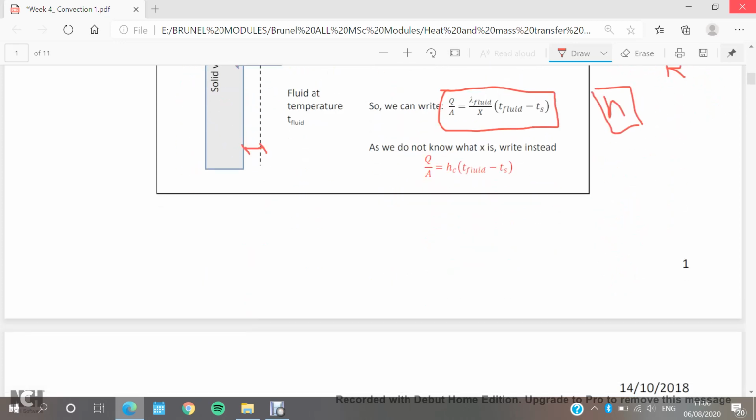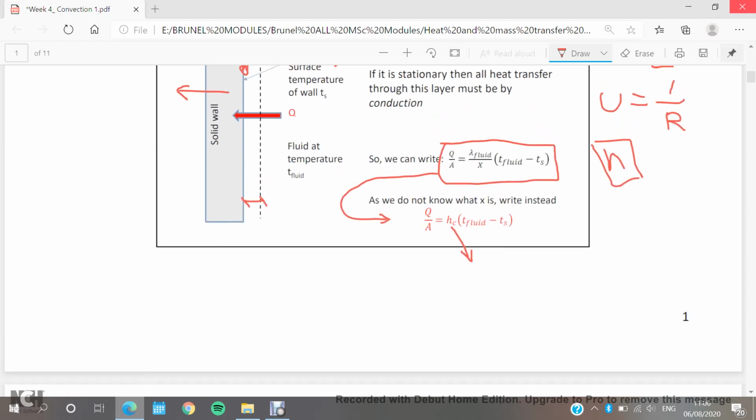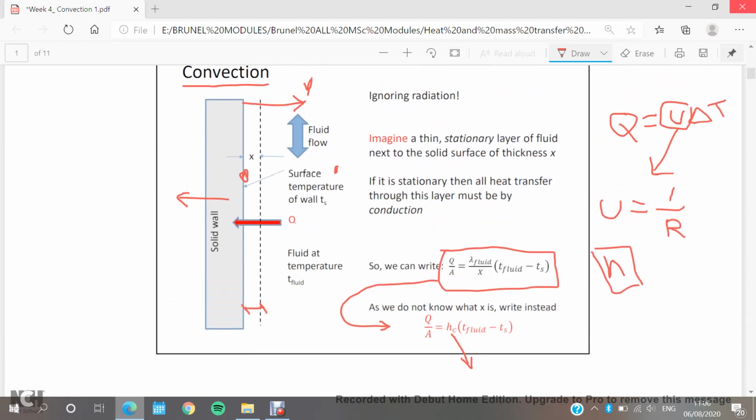Here we can write this equation in this way: the heat flux, which is Q per unit area, equals the heat transfer coefficient times the temperature difference. In this way, we can understand that the heat transfer coefficient is equal to the thermal conductivity divided by x, which is the thickness of the layer, or the thickness of the boundary layer, as we will see later.